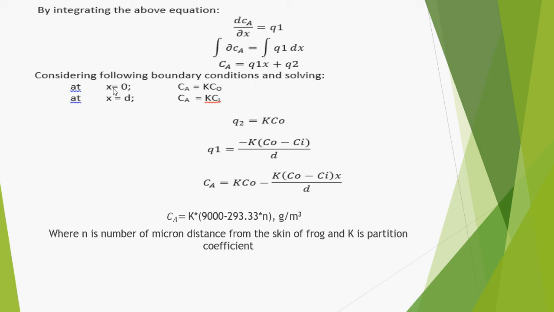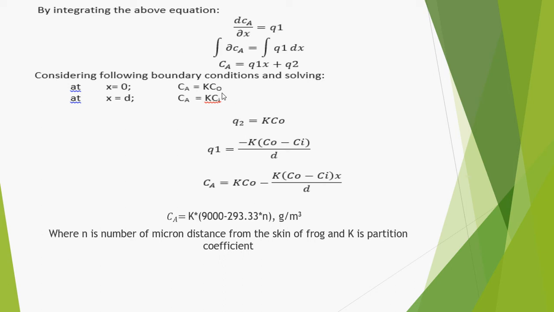At that time, the concentration of O2 is nothing but a partition function times the concentration of O2, because we know that the skin is full of cutaneous blood vessels, and that is where the oxygen gets trapped, and that is why the partition function plays a role over there. So basically, this term gives us the concentration of O2 just in the skin, which is rich with mucus.